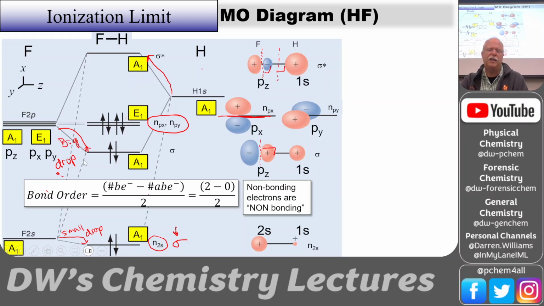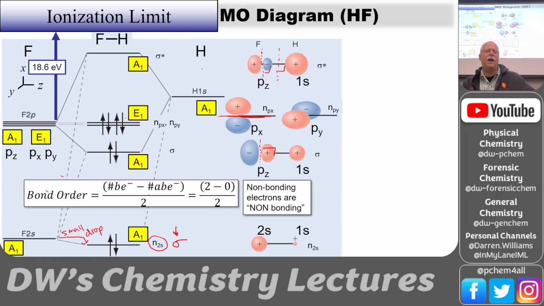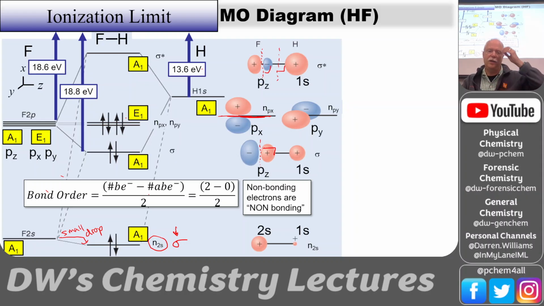And then here's the ionization limit up here. So if we take this molecule and we start blasting it with UV light, we'll get photoelectrons out. And if we measure the binding energy of those photoelectrons, if we had fluorine atoms, we would get 18.6 electron volts for the 2p orbitals. And if we had hydrogen atoms, we'd get 13.6 eV for the 1s orbital. And then if we hit this molecule with the same light, we see that it drops 0.2 eV to 18.8. And then we get 18.6 for those fluorine non-bonded electrons.